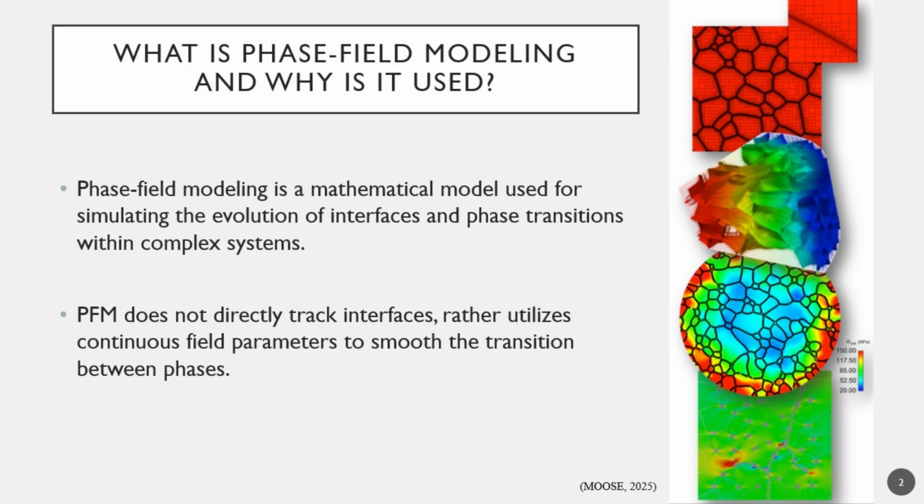Phase field models solve this by using a continuous variable called the order parameter, which smoothly varies from one phase to another. So instead of explicitly defining where the interface is, the model captures it implicitly through gradients in this order parameter. A value of 1 might represent the solid phase, 0 might be liquid, and the transition happens gradually in between. This makes the method extremely robust in handling complex geometries and topological changes, like grain boundary movement or crack branching, without having to manually adjust the mesh or track interfaces.